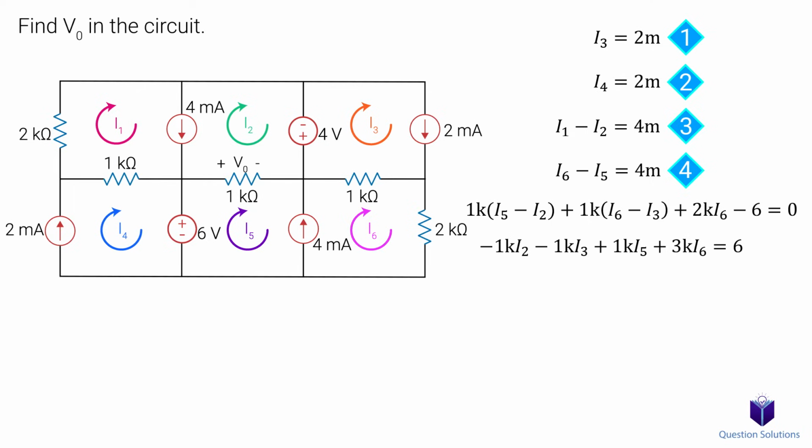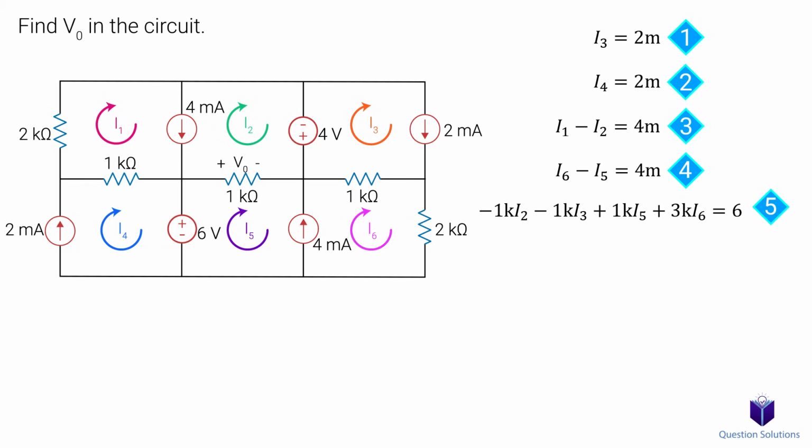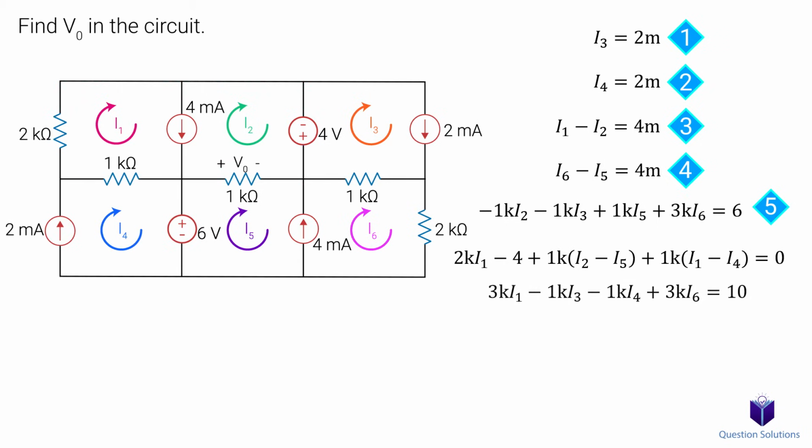Let's simplify. This is our fifth equation. We need one more equation. For that, we can use this loop. It covers currents I1 and I2, and we don't need to deal with the current source. Again, assuming our currents to flow clockwise, we have 2K ohms times I1, negative 4 volts, 1K ohms times I2 minus I5, and 1K ohms times I1 minus I4. Let's simplify this equation. This is our sixth equation.